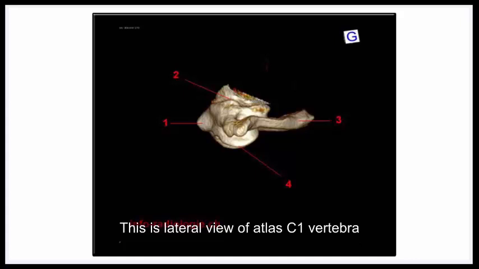This is lateral view of atlas C1 vertebra. Anterior tubercle, articular pillar to occipital joint, posterior arch, posterior tubercle, articular pillar to axial joint, occipital condyle.